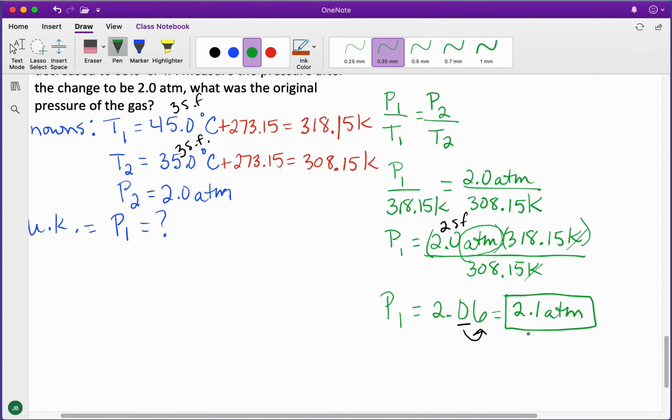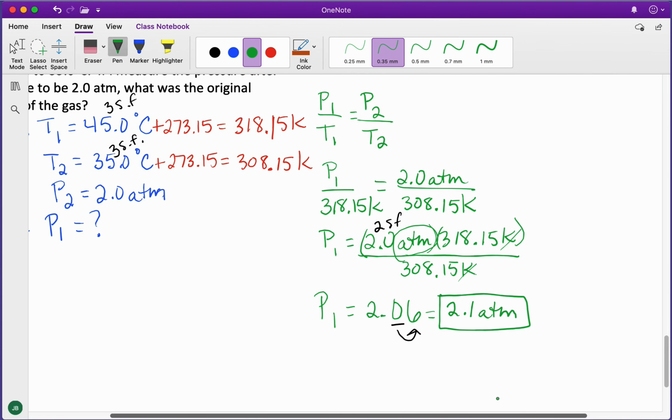Now, once again, let's check to see if this answer makes sense. So we're saying pressure 1 is greater than pressure 2. Now, in order for that answer to be sensible, to be reasonable, that must mean that temperature 1 was greater than temperature 2. Let's check that out. Was temperature 1 greater than temperature 2? Yes, it was. So this answer of 2.1 atmospheres is a very reasonable answer for the measurements that we have.